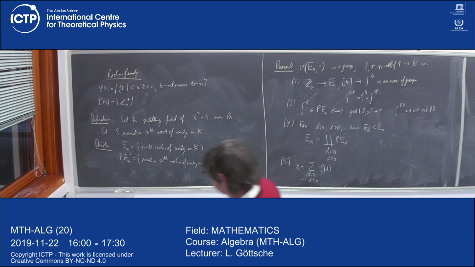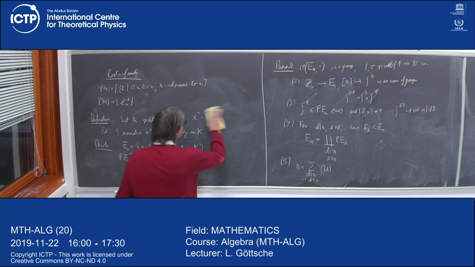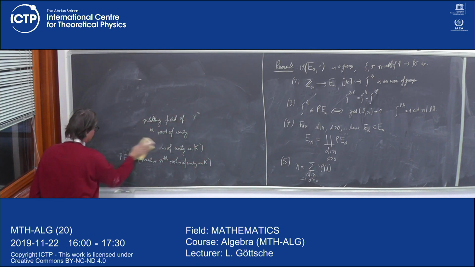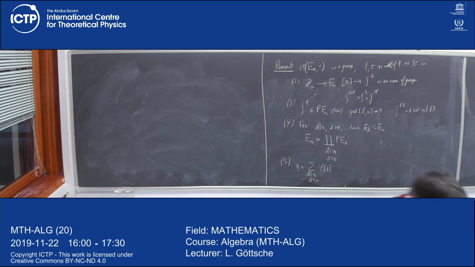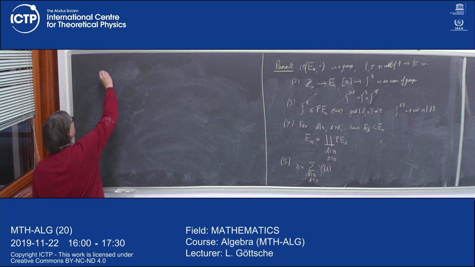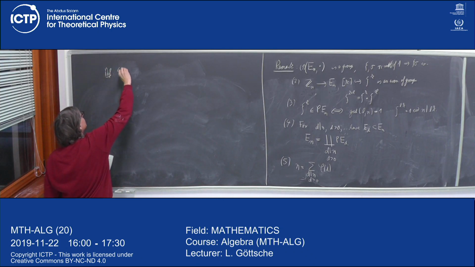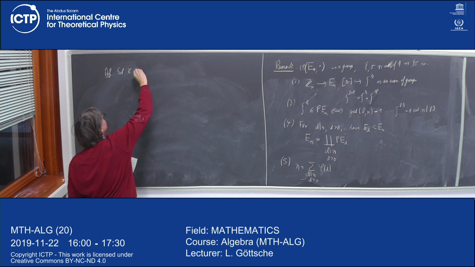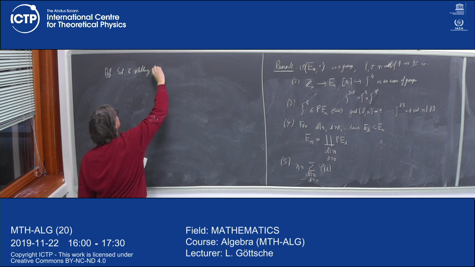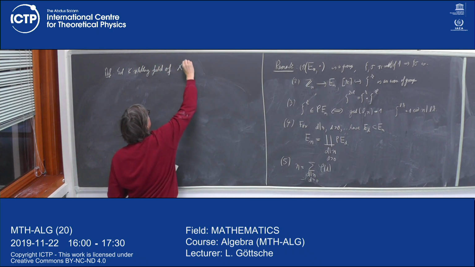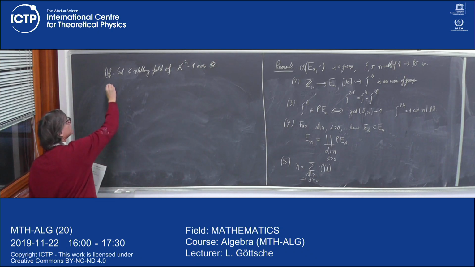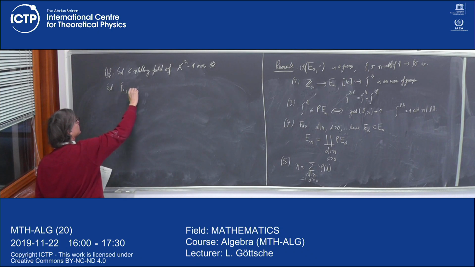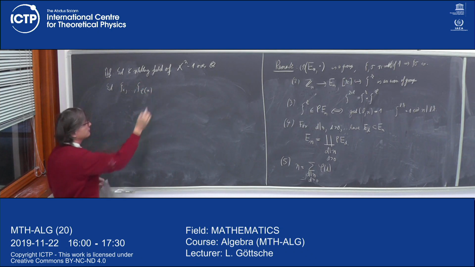And now we want to consider the minimal polynomial of a primitive nth root of unity. And so we still look at the splitting field K of x to the n minus 1 over Q. And so let theta 1 until theta phi of n be the primitive nth roots of unity.